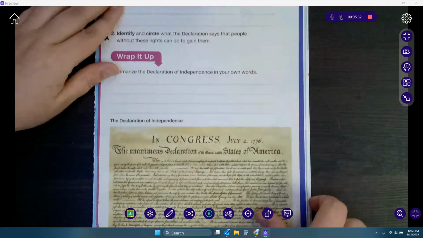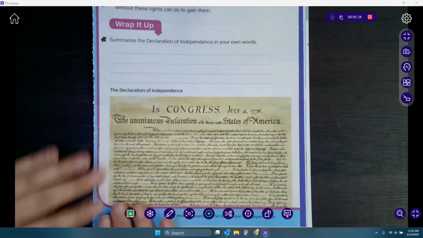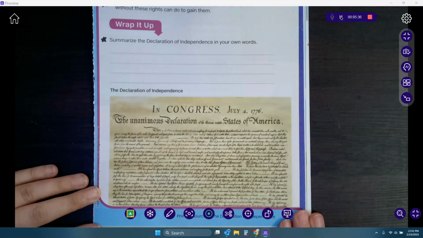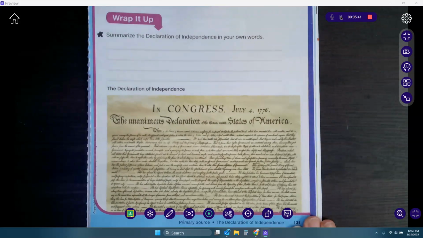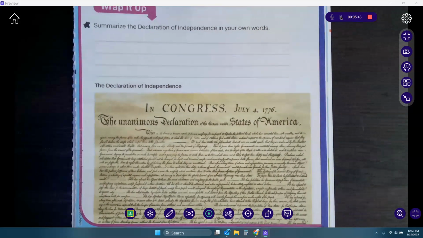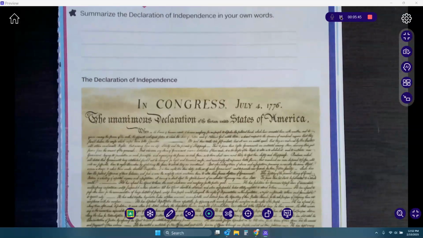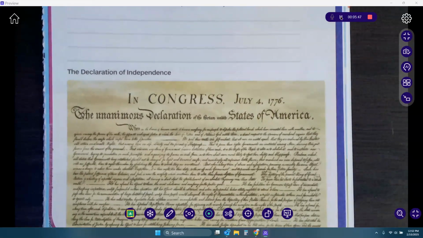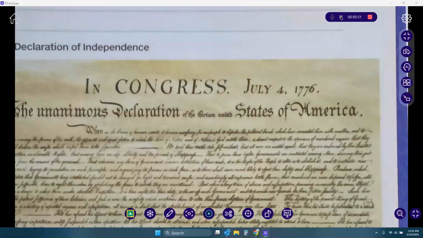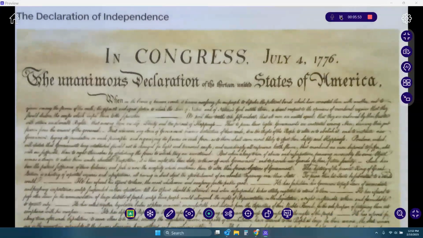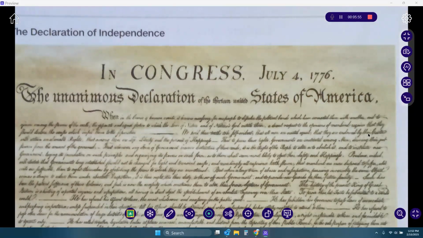And this is a photo of the actual Declaration of Independence. So I'll zoom in so you can see it a little bit better. But I want you to notice their penmanship is beautiful, right? So they wrote this with a quill, which is an old-fashioned pen that has a feather in it.